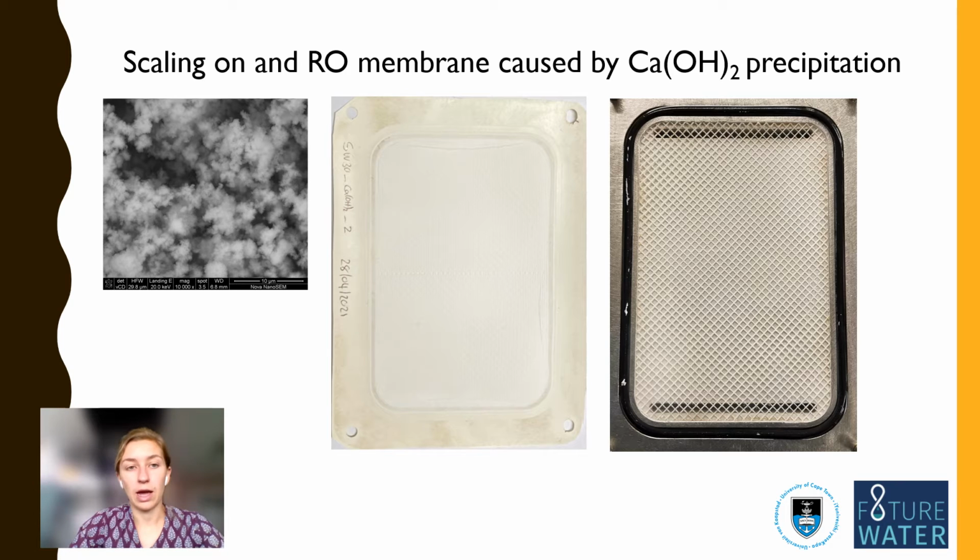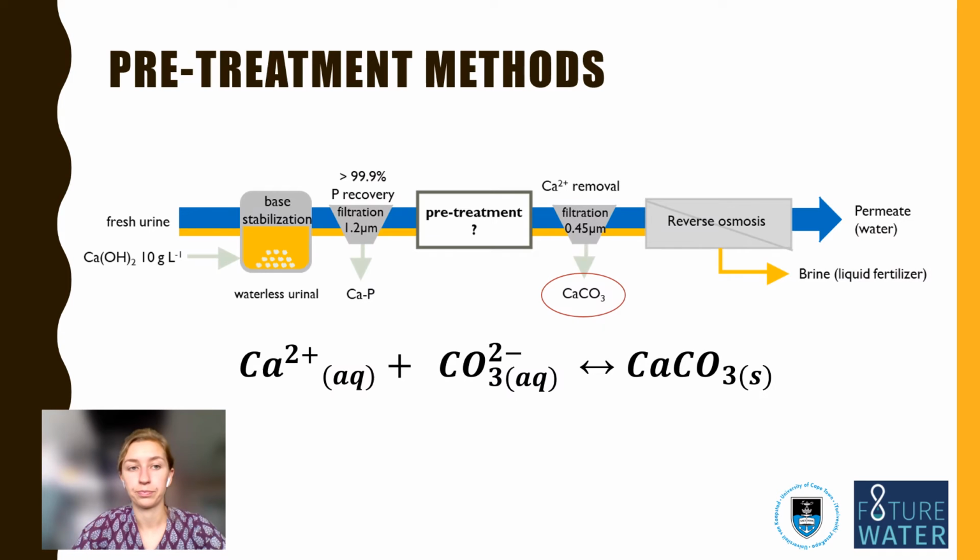Calcium hydroxide is added to urine to prevent urea breaking down and therefore maximize nitrogen recovery. But this leaves us with urine that is saturated with calcium hydroxide, which then forms solids during concentration and scales the RO membrane, looking something like this. We developed an air bubbling pretreatment process to remove the scaling precursor ion calcium. The calcium reacts with carbon dioxide in the air to form calcium carbonate, which can then be filtered out before reverse osmosis, thus preventing scaling.